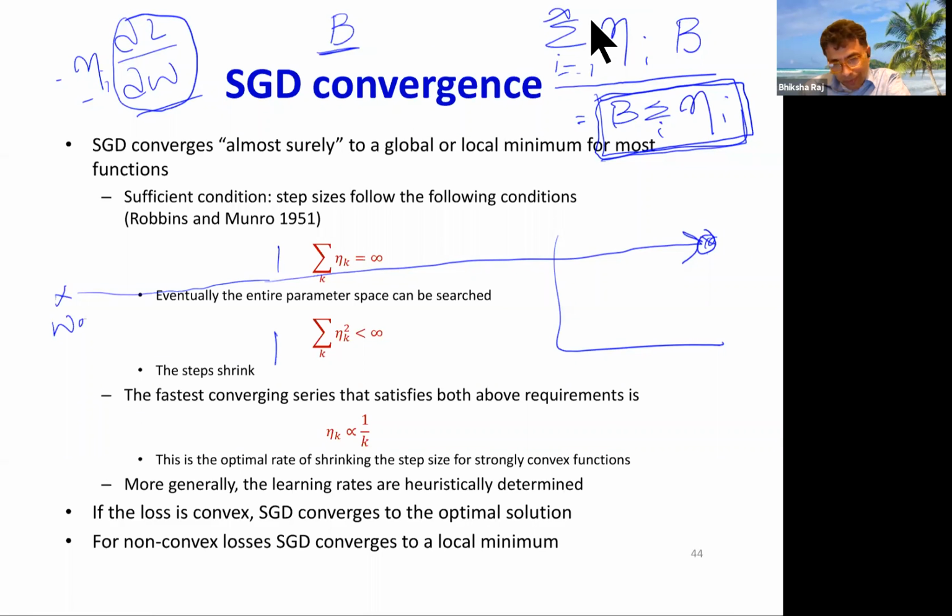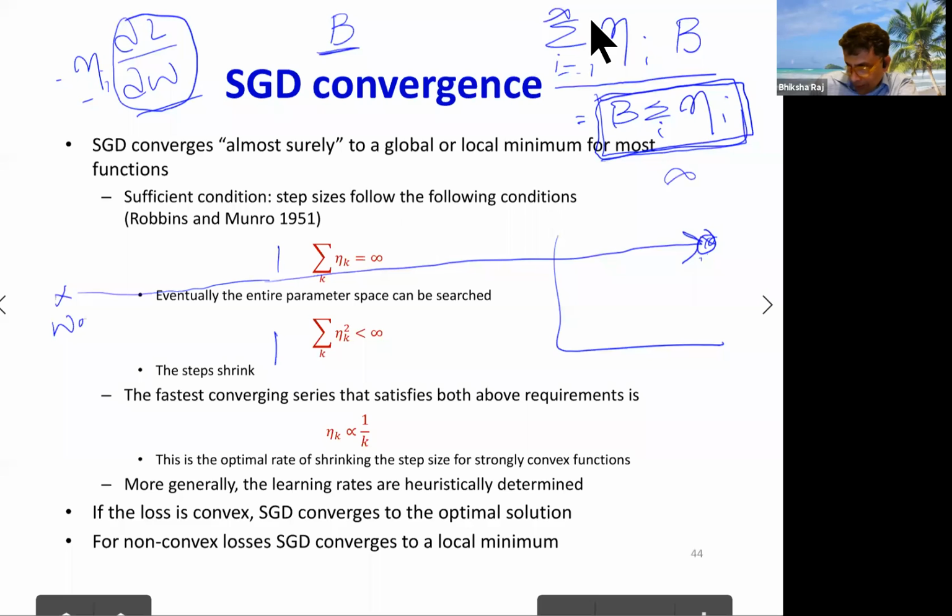Anyone? How large must it be? Anybody want to take a guess? If your initial estimate is infinitely off, then this must be infinite, right? So that you can cover the entire gap from the beginning to the end. And so in the worst case, you want b times the summation over i of eta_i to be infinity.